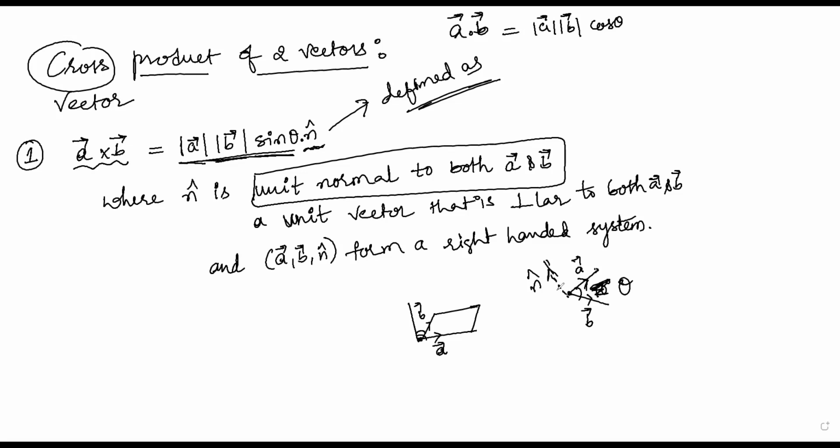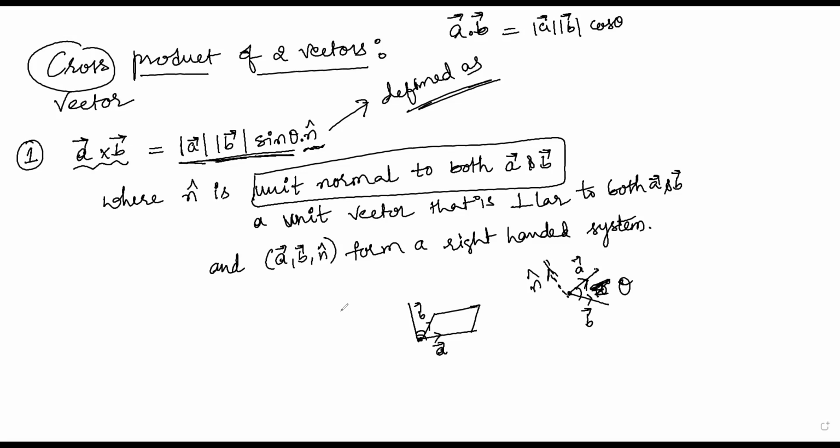Now the next thing is that A, B, n cap form a right-handed system. What is that right-handed system? You have to look at me. I will tell you about two things. Right-handed system means, see here. Make the screen a little bigger and then look at me. Are you able to see my two fingers?